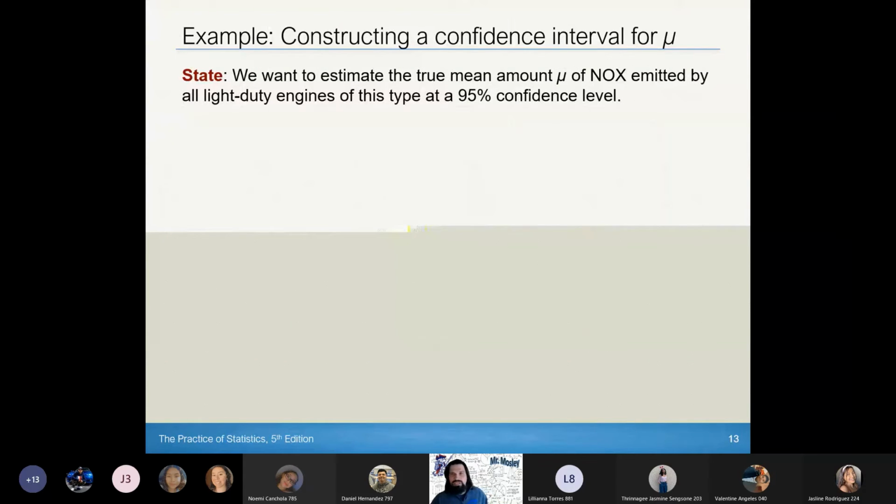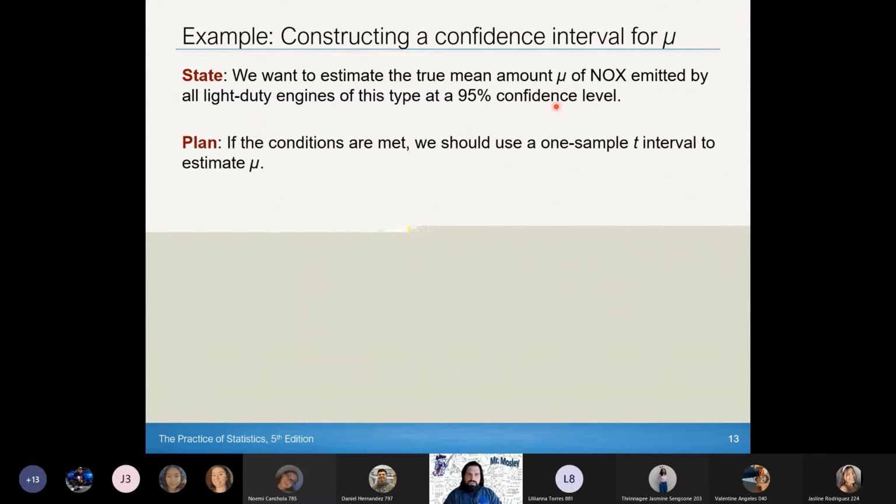We're going to use our four-step process: state, plan, do, conclude, to make sure we cover all the bases. Number one, state. We want to estimate the true mean amount mu of NOx emitted by all light-duty engines of this type at a 95% confidence level. That's our goal. Our plan is, if the conditions are met, we should use the one sample t interval to estimate mu.